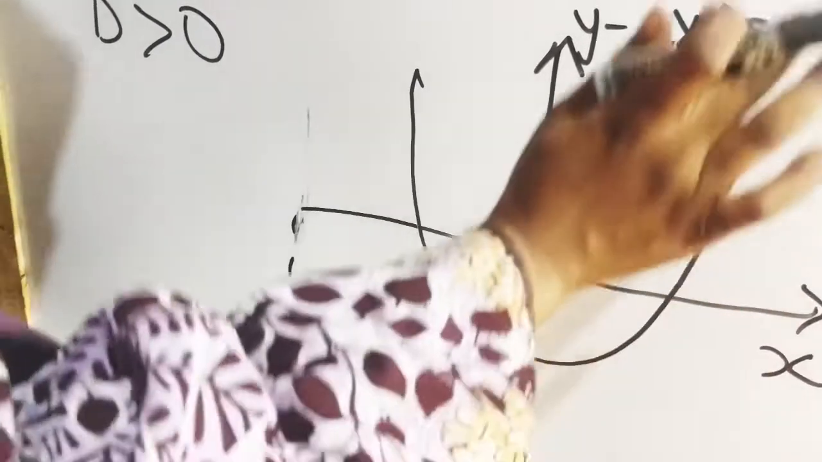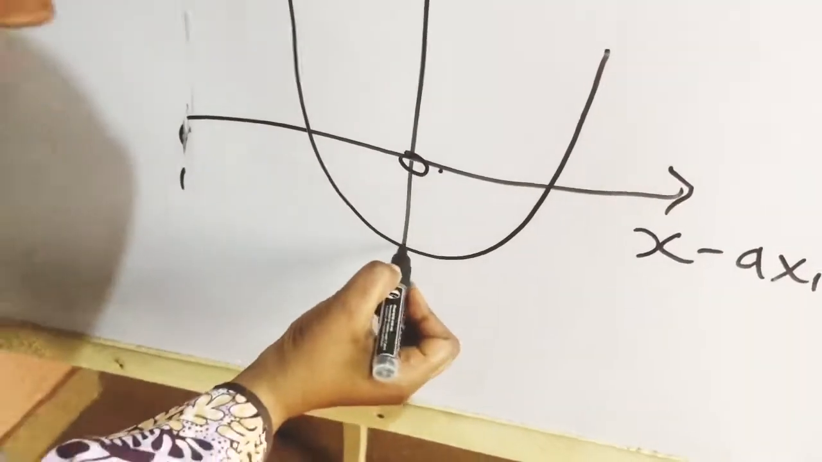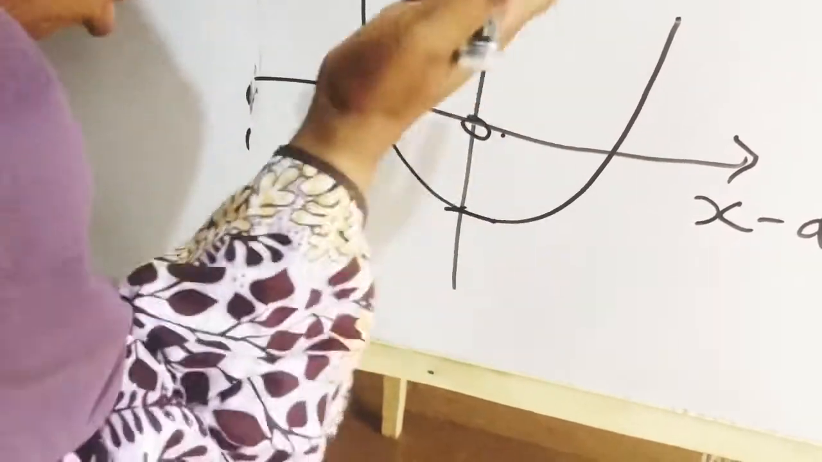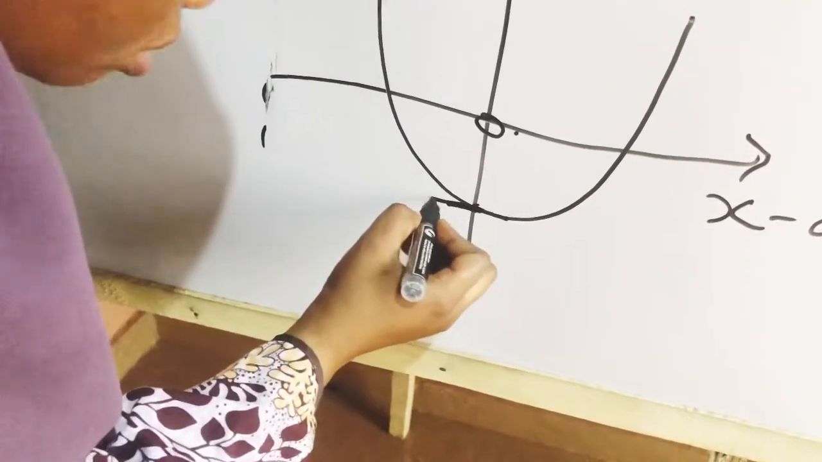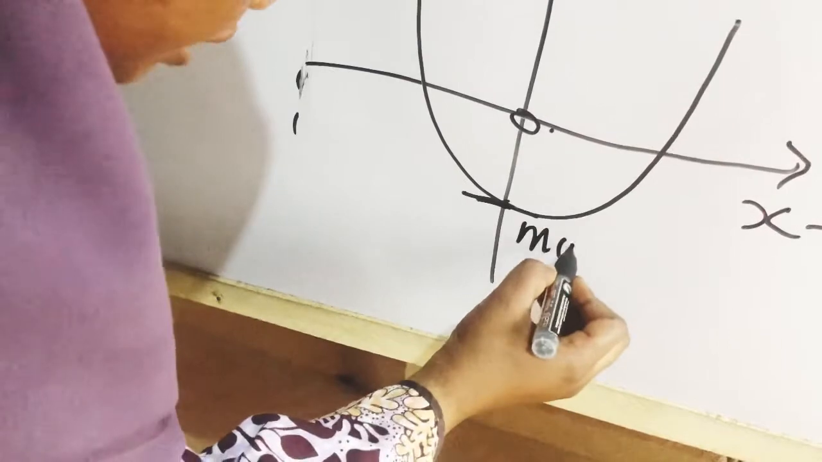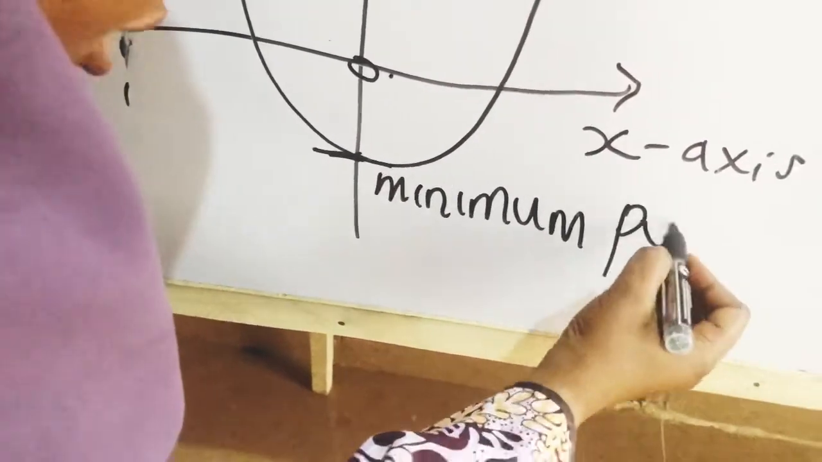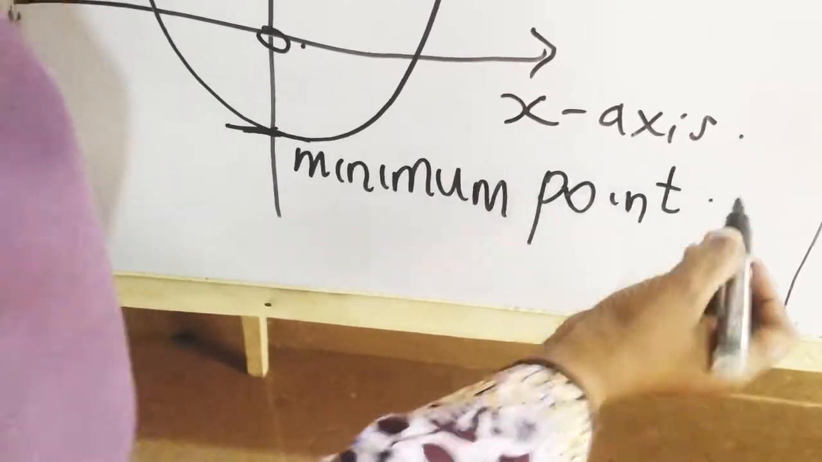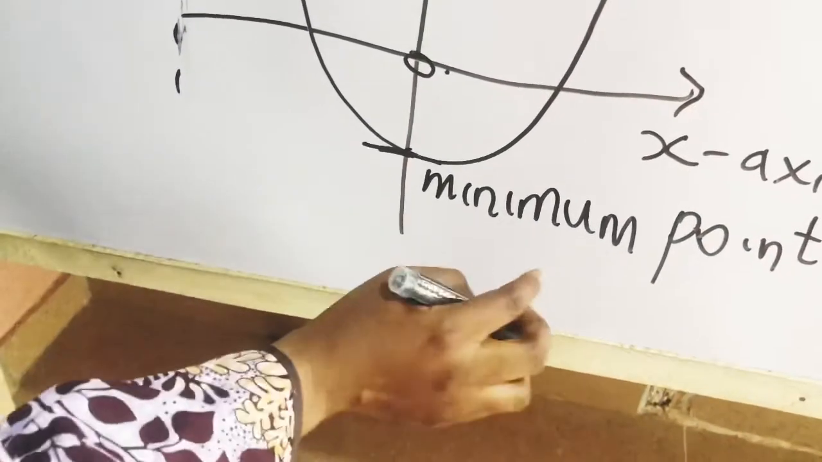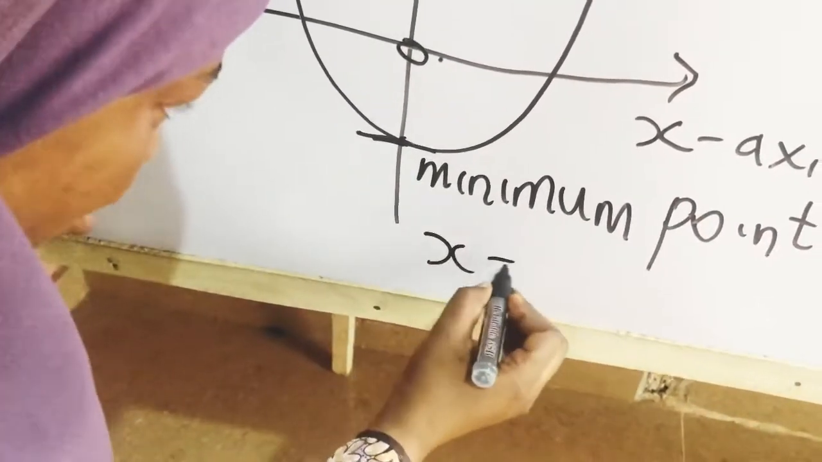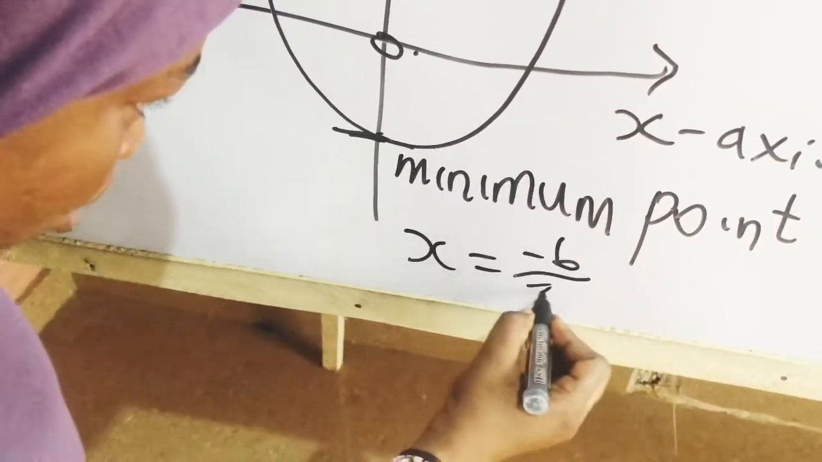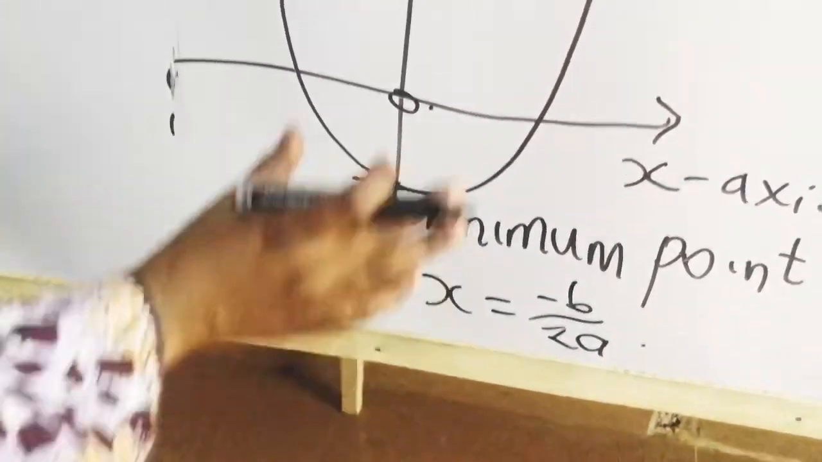It either looks up or it looks down. When it looks up, the minimum point is here. I've made a video on that one, so I'll leave the link in the description box. This minimum point occurs when x is equal to minus b over 2a.